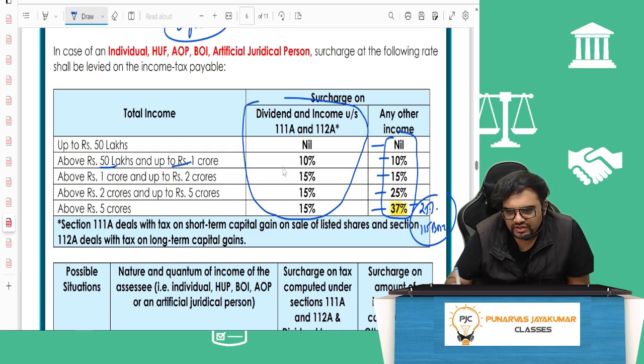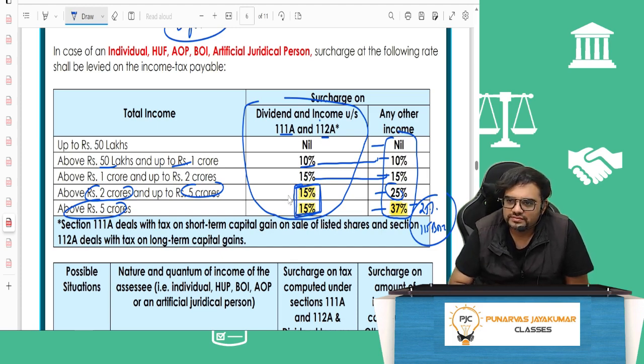Up to 5 lakh and 1 crore for dividend income and income under 111A, 112A, same rate. These two are changed, guys. If it goes above 2 crores up to 5 crores, or if it goes above 5 crores, whatever the case may be, I will not charge more surcharge. Surcharge will remain at 15%. On which income? Dividend income, 111A income, 112A income. Got it?